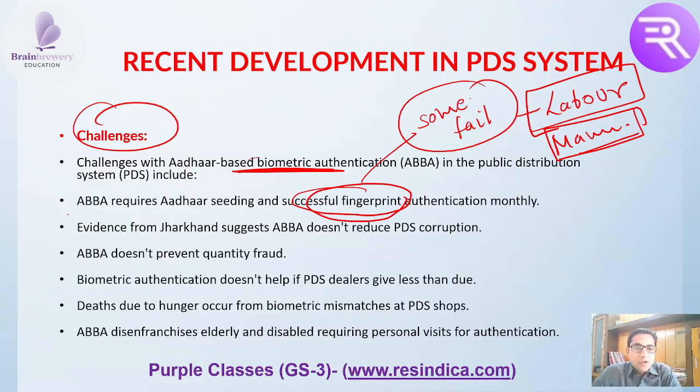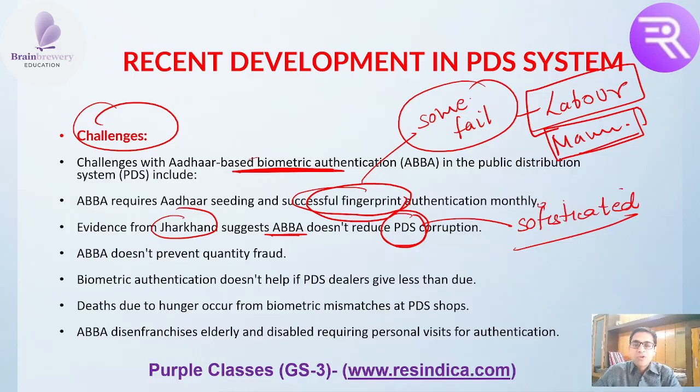There is evidence from Jharkhand that Aadhaar based biometric authentication does not reduce PDS corruption. They become more and more sophisticated. Earlier they were doing it in a simpler way. Now, because of this Aadhaar base, they are taking fake data, taking fake Aadhaar cards, and fooling the beneficiaries in order to utilize their Aadhaar card for their own personal benefit. So that is again one more example.